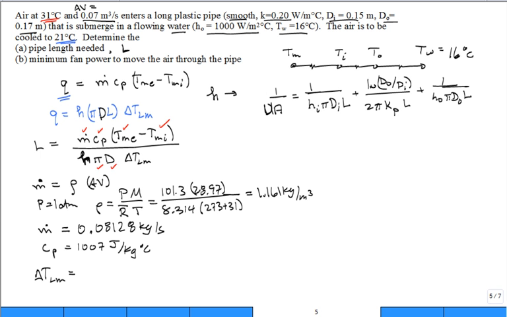Well, what I like to do is get rid of this L in each of these terms. So I'll put L over UA, and then I'll have 1 over H on the inside, pi d inside. So I have to do a little work to get that H on the inside. And I'll have the natural log of d outer over d inner over 2 pi k of P of the pipe, and then 1 over H outside, pi d outside. So I just like to put check marks. Okay, I know this one, pi is easy, H outside is given, the thermal conductivity is given. I can calculate all these terms except for the H on the inside. So now we have to go and get that H on the inside.